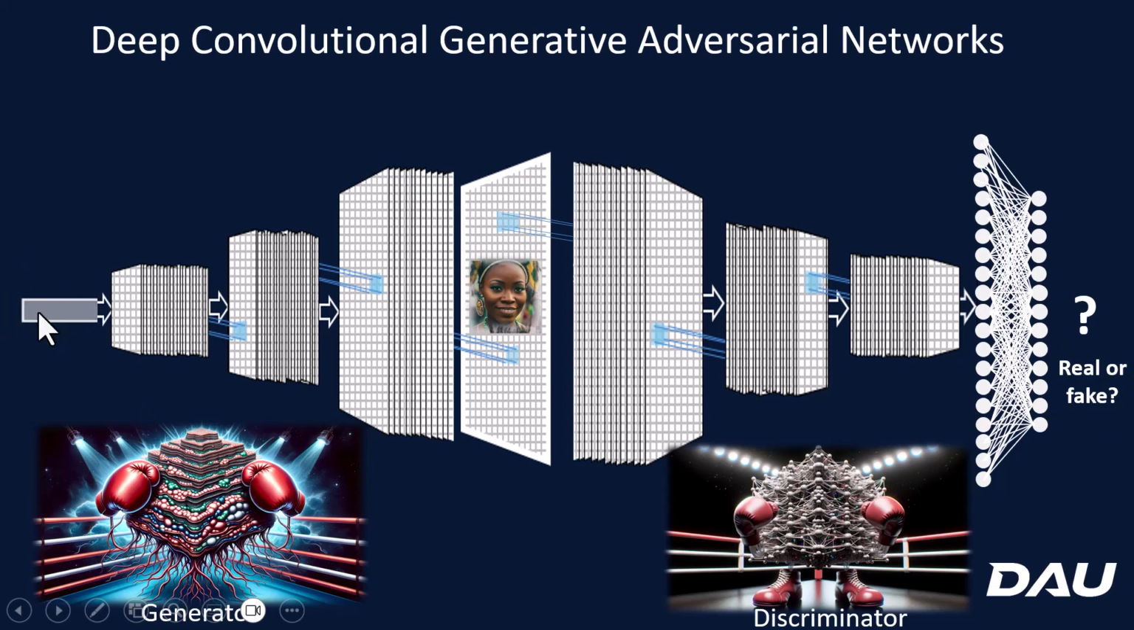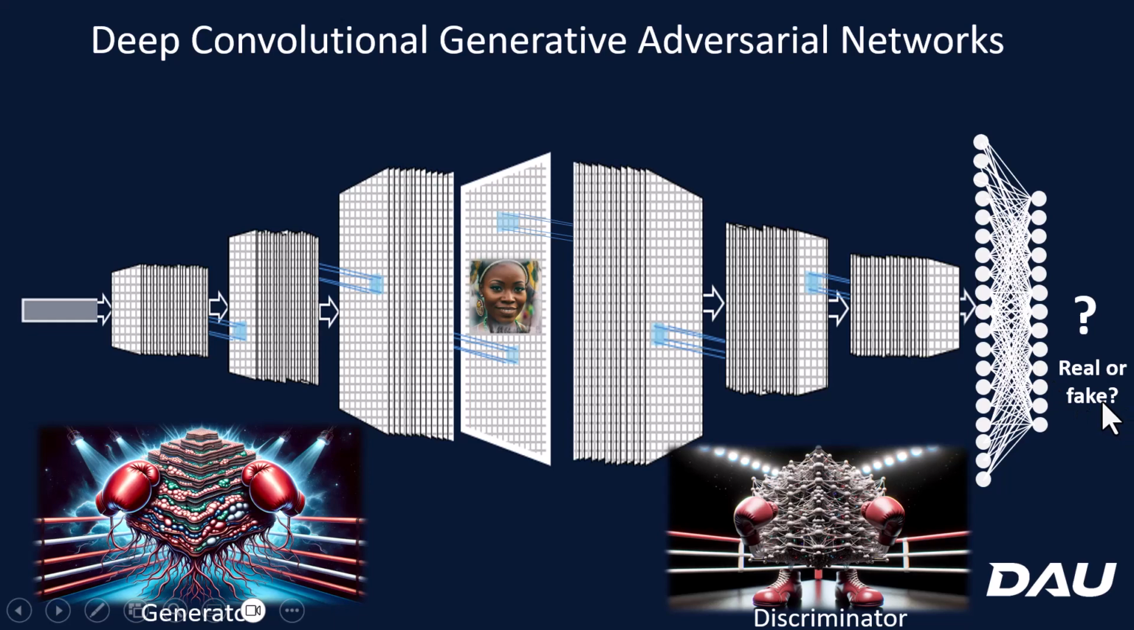Input comes in. You can think of that as a prompt. That prompt gets upscaled into an image. So let's say create a face, create a happy face. Here's a happy face. The discriminator looks at that, convolves it all the way down, flattens it out, gives it to the fully connected layer, and it determines real or fake.